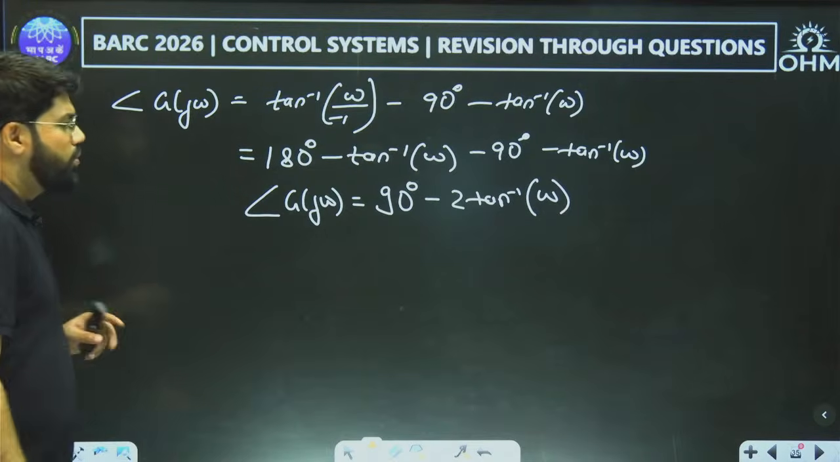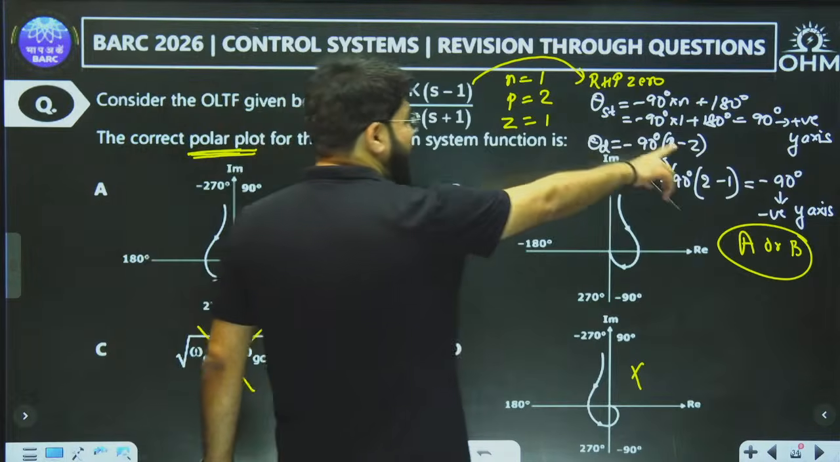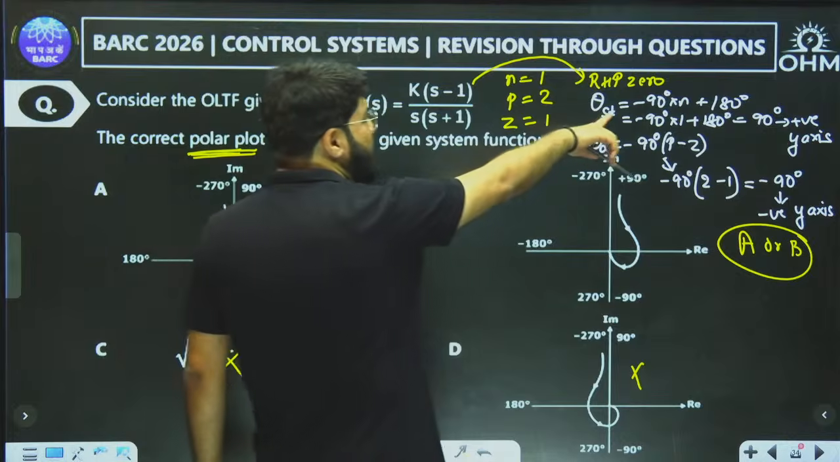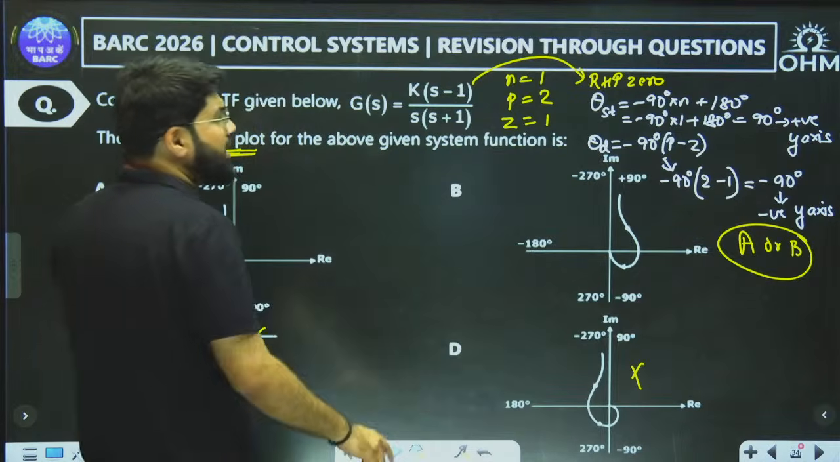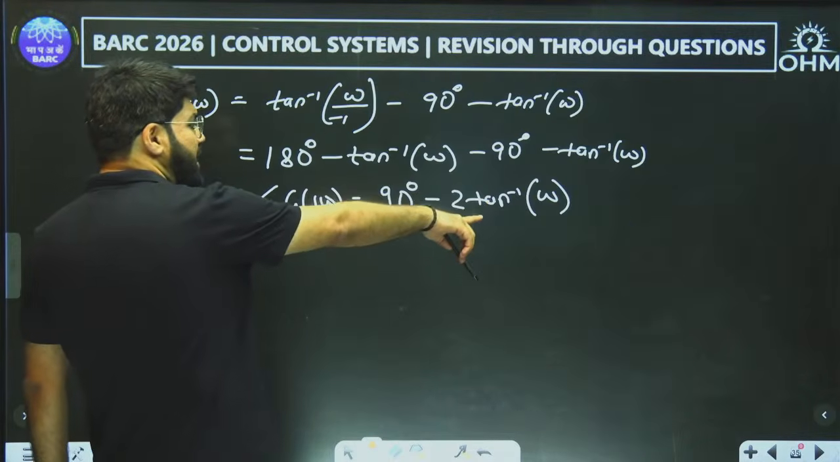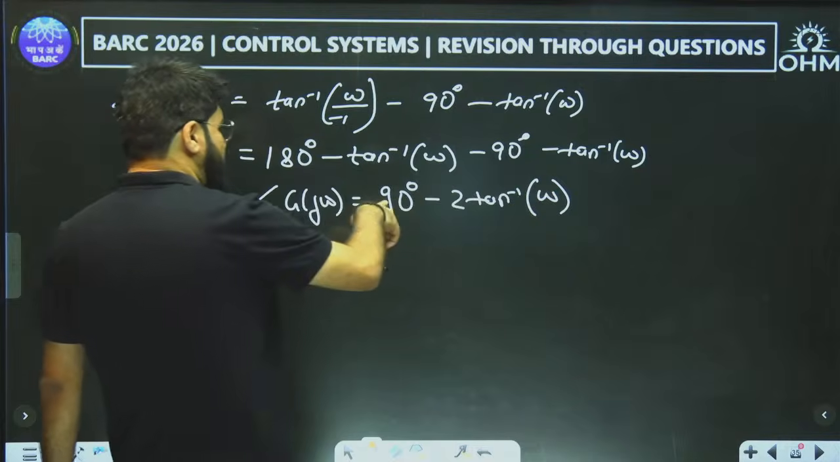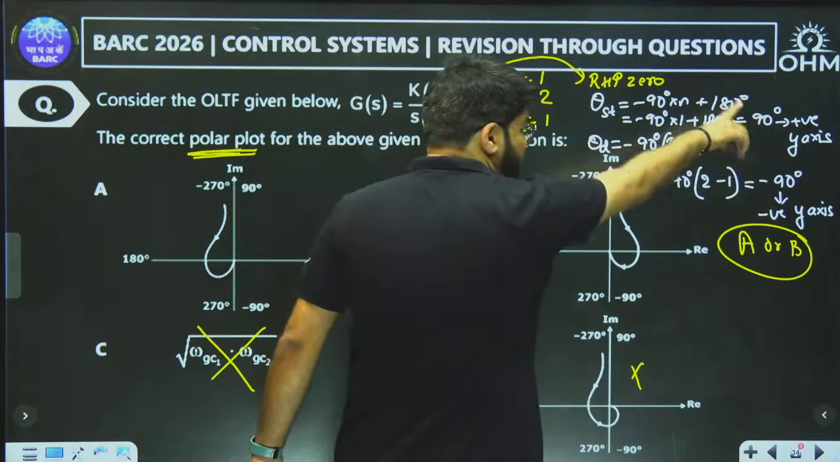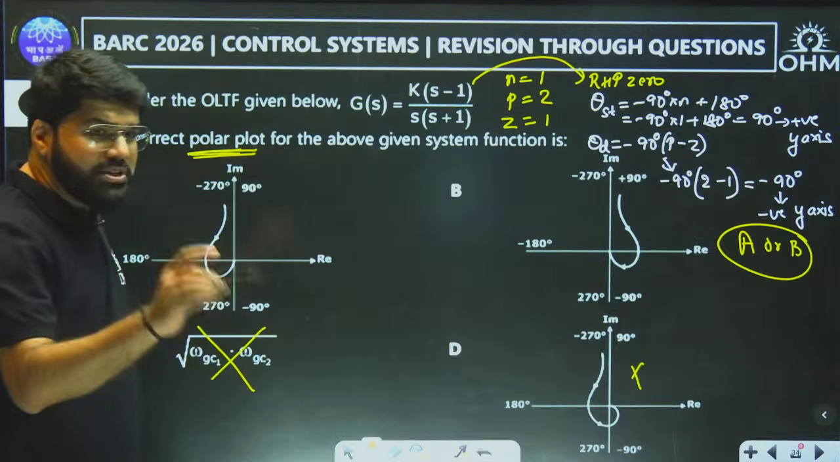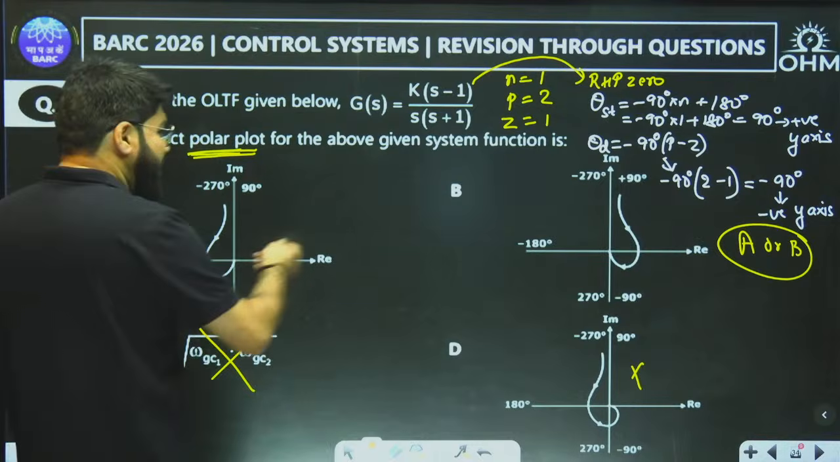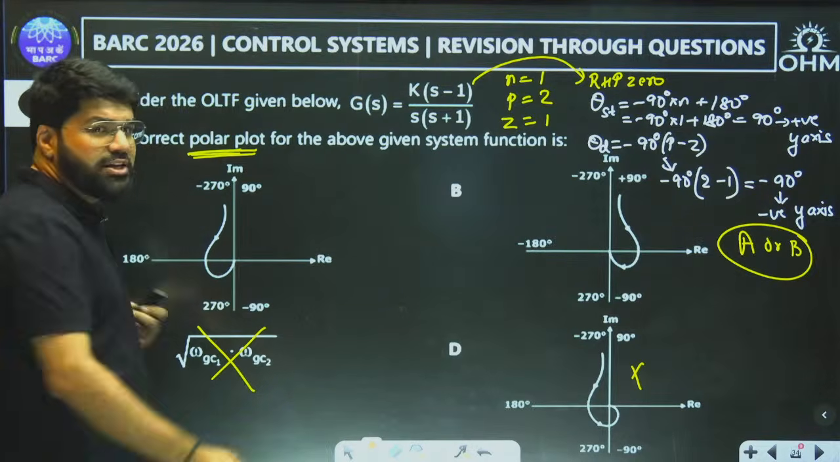Now, whatever starting and diving I have written, that also you can tally. Starting means omega tending to 0. When omega tends to 0, how much do you get? Tan inverse 0 is 0, so 90 degree. Did we get it or not? That is a shortcut I have directly told you. For MCQ questions it can help you. But here we still have a confusion between A and B. That is what I am trying to tell you.